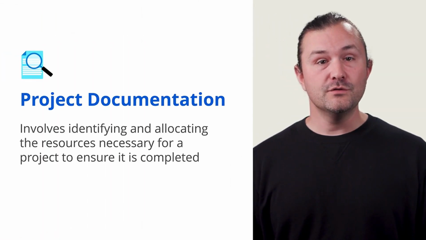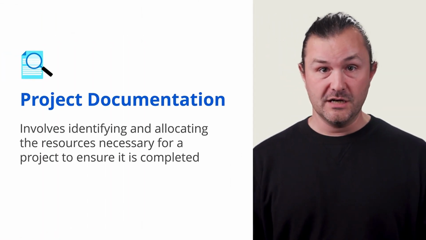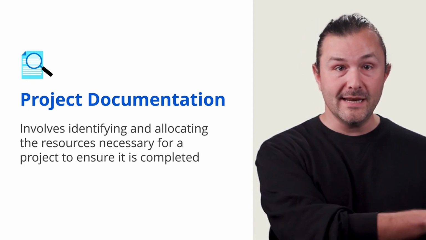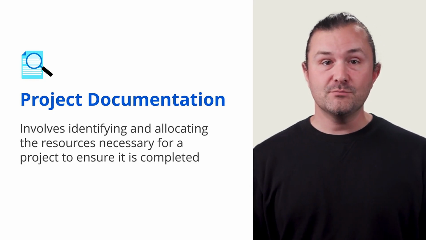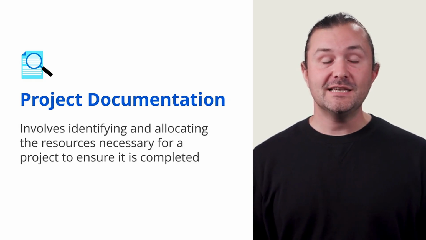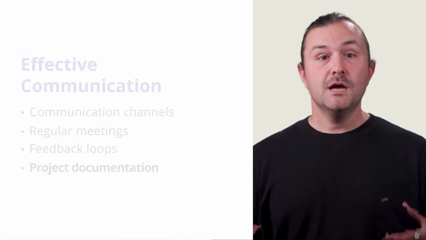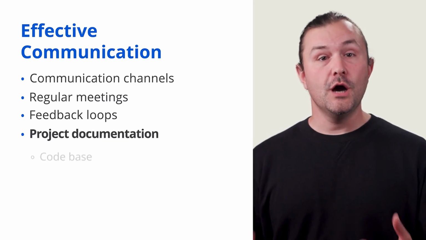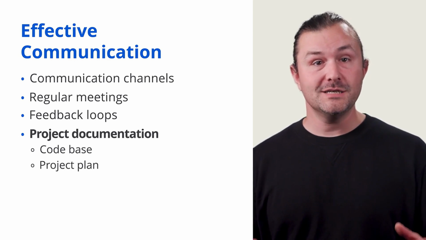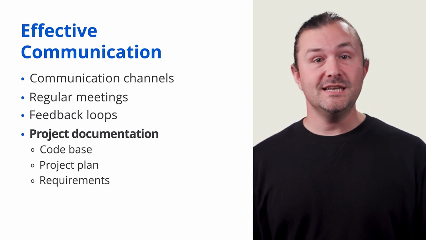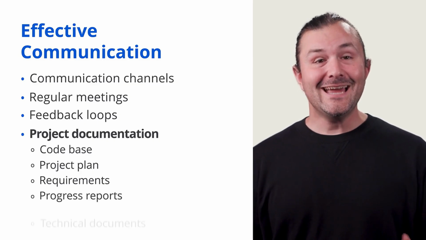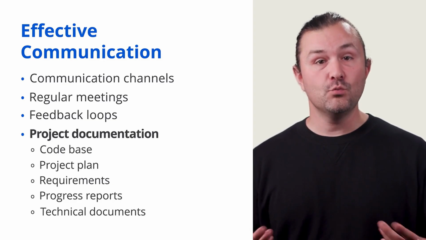Project documentation involves recording all aspects of the project, from initial planning to final delivery, to ensure clarity and continuity. Comprehensive documentation provides a reference point for the team, ensuring transparency and facilitating the onboarding of new team members. Common types of project documentation include the code base, which contains the project source code, the project plan, which outlines the entire project timeline, the requirements doc, which details what the project must achieve, progress reports to track ongoing development, and technical documents that explain how the systems work.